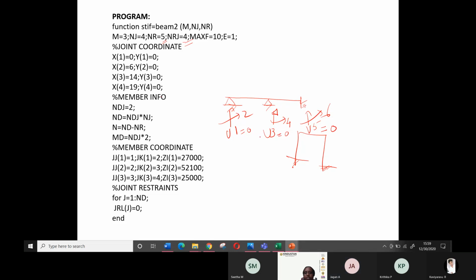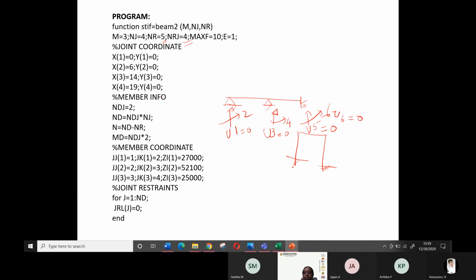Appa edhellaam restraints irukku? Restraint means they are 0, it is restrained. Am I correct? Yes ma'am. Restraint is not free to move. Restrained aayiduchu. There will be no displacement, no rotation. U6, sorry, U6 is equal to 0. Correct. Idhu fixed support illaiyaa?